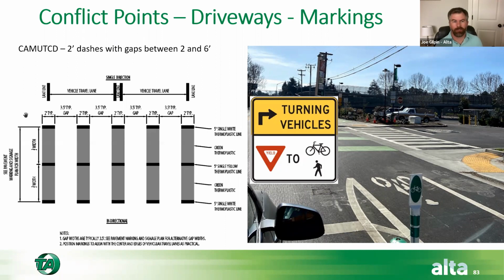I don't know if it's going to get put in or not at this point, but it is a sign that a lot of folks do use. And I think it's fairly, I mean, there's better signs out there, but nothing that has mostly MUTCD standard elements to it. So this is what you'll see.